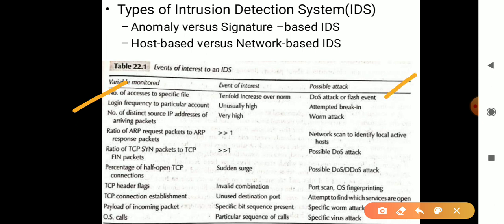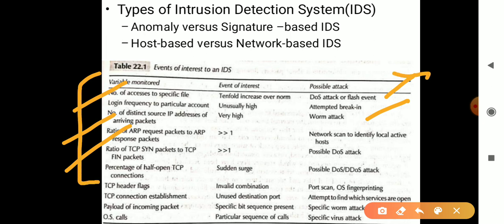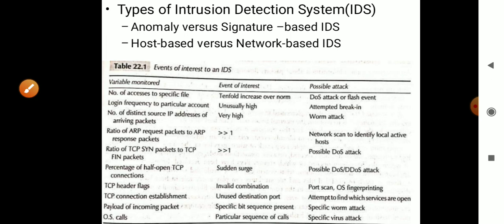Then, what is the type of the IP address every time the attacker is trying to log in, and how it is being spread into the other systems, and the TCP connection that is being established to a particular port number. So these are the various events that are being monitored, and the possible attacks that are being generated. Now we'll see what the types of intrusion detection system are.